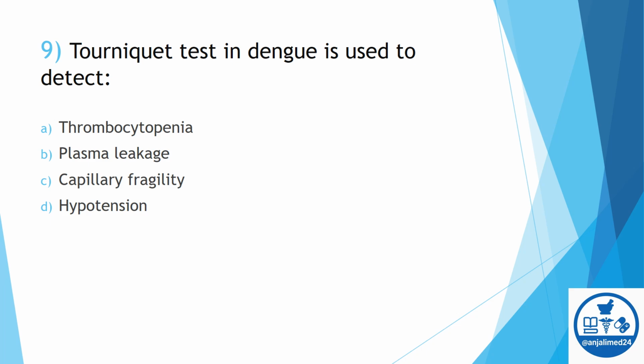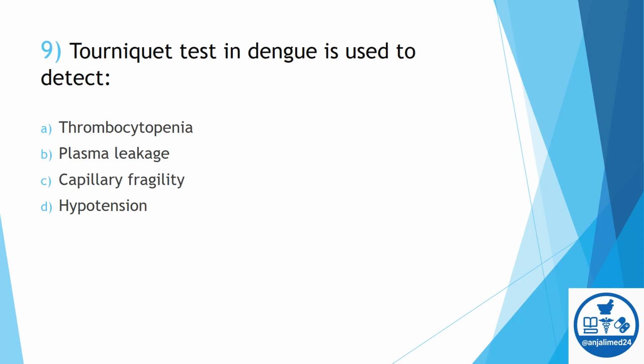Tourniquet test in dengue is used to detect A. Thrombocytopenia, B. Plasma leakage, C. Capillary fragility, D. Hypertension. So the correct answer is capillary fragility. The tourniquet test, also called the Rumpel-Leede test, is used to check how fragile your capillaries are. In simple terms, it shows if your small blood vessels are leaky or weak.